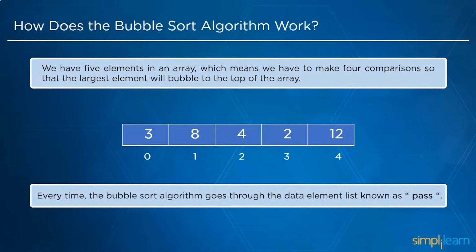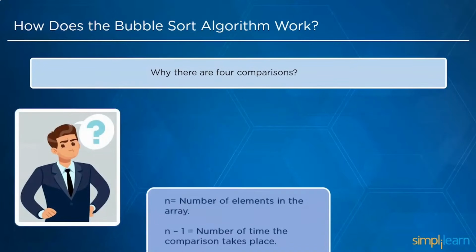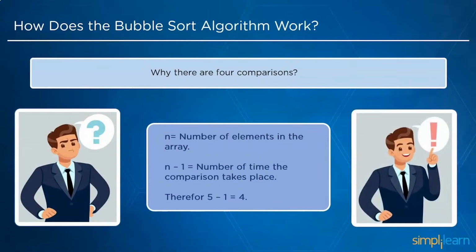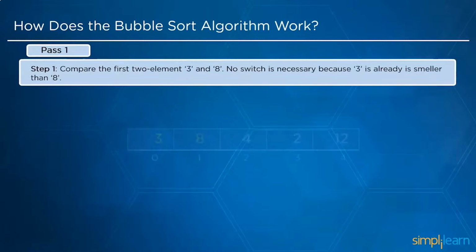Let us analyze the total number of comparisons required to sort the array in the correct order. According to the formula, if n is the total number of elements in an array, then the total number of comparisons needed to sort the entire array can be calculated by a simple formula shown on my screen. That is, n minus 1. So in this scenario, we need 5 minus 1, that is 4 comparisons or passes to sort the entire array. In the first pass, there are 4 steps.